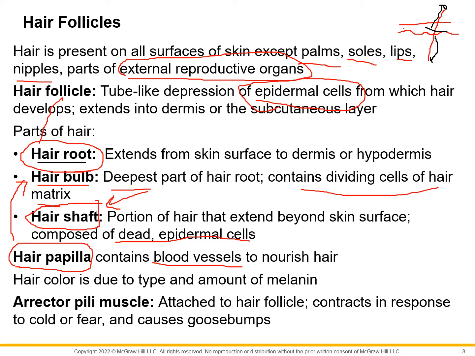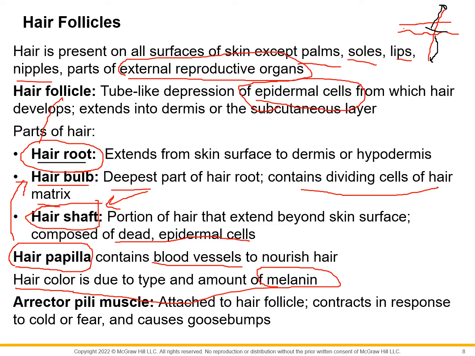Hair color. When we look at hair color, it is due to this thing that we studied in the previous video called melanin. So not only skin color, but hair color is going to be determined by this specialized pigment called melanin.